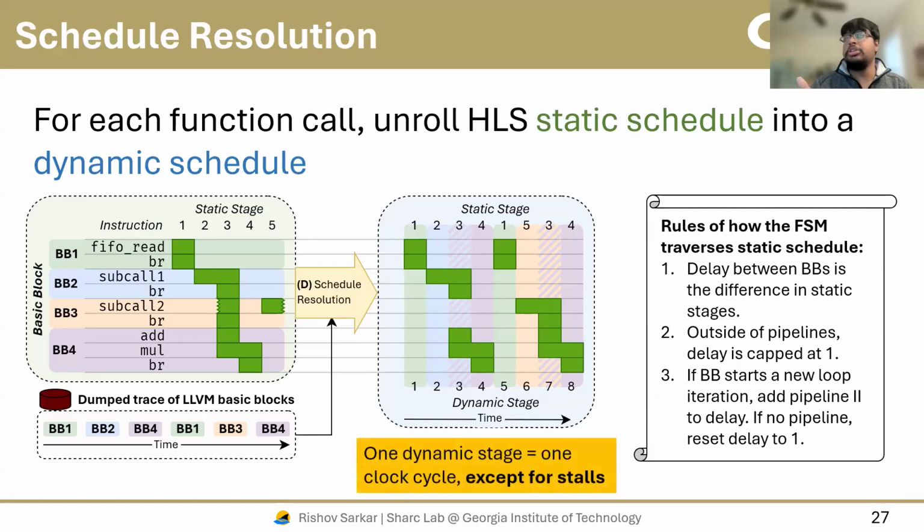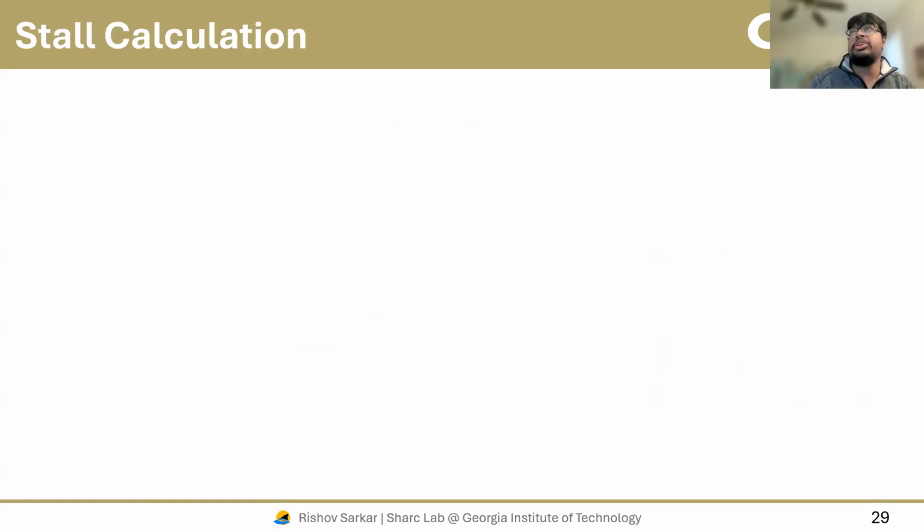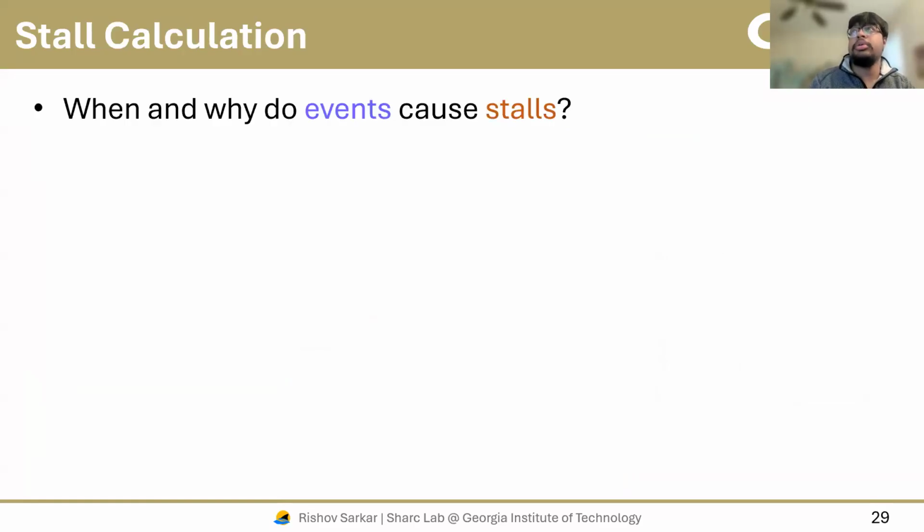So at this point, as I mentioned, we have our dynamic schedule of dynamic stages, and each of these is one clock cycle except for stalls, right? The next thing we have to do is identify where events occur in the dynamic schedule, and events are just my name for points where stalls can happen. As I mentioned, this includes function calls, FIFO IO, and external memory transactions. I've highlighted those in purple here. The next thing is to figure out whether any of these stall, and if so, for how long. That brings us to stall calculation, the next step.